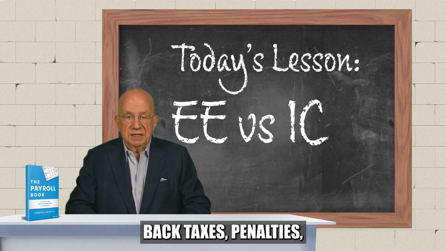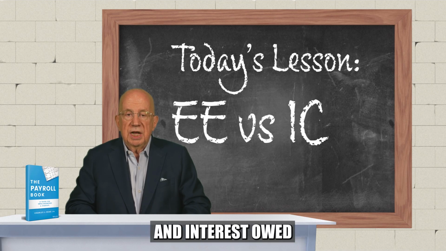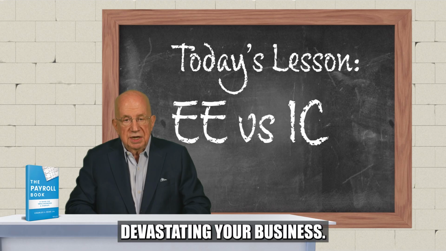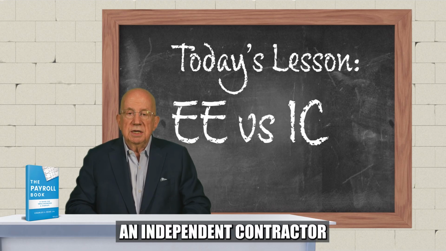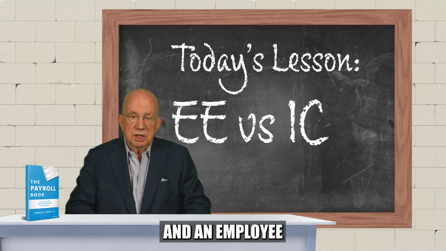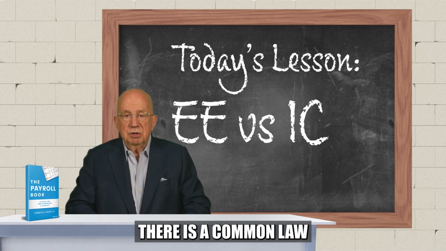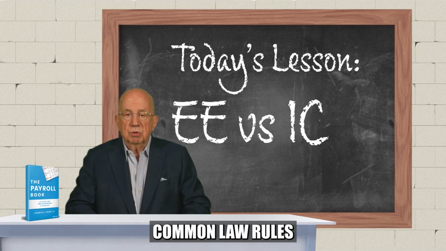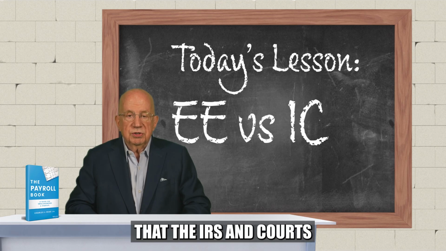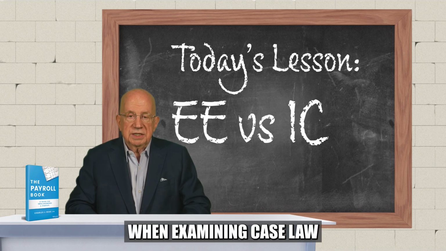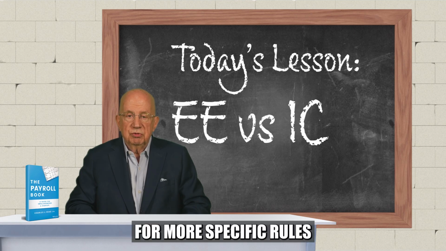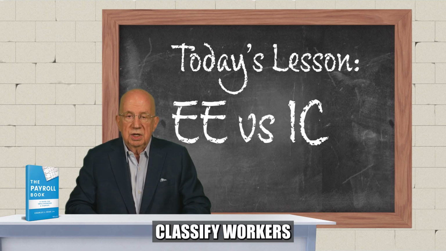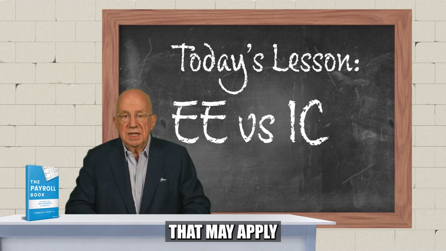Misclassification can lead to back taxes, penalties, and interest owed, devastating your business. To help better define an independent contractor and an employee, there is a common law list of 20 factors known as the 20 common law rules that the IRS and courts consider relevant when examining case law. However, for more specific rules to help you classify workers, here are 3 sets that may apply.